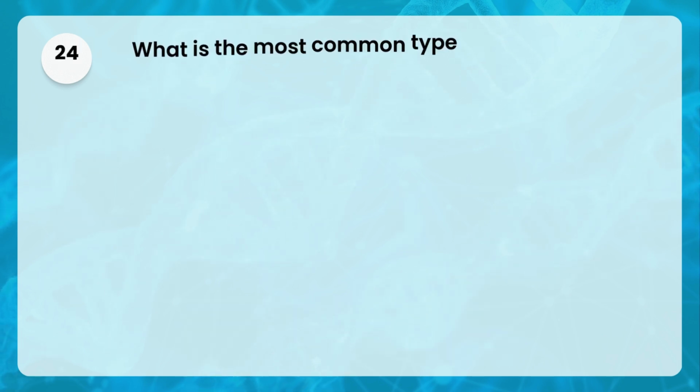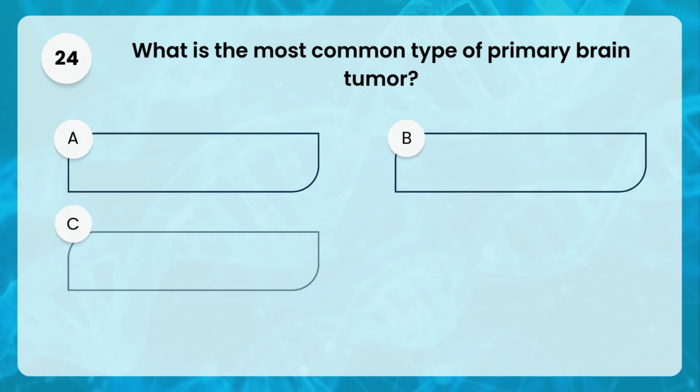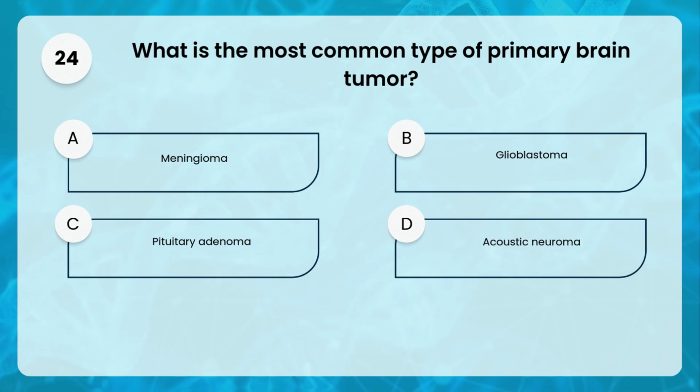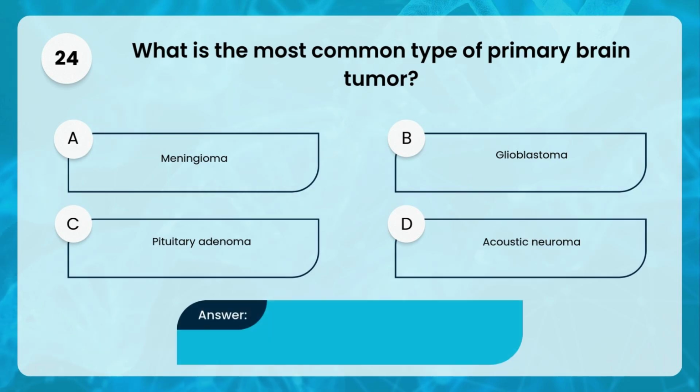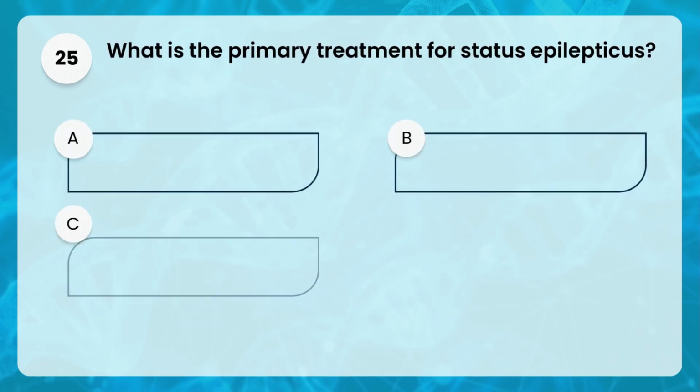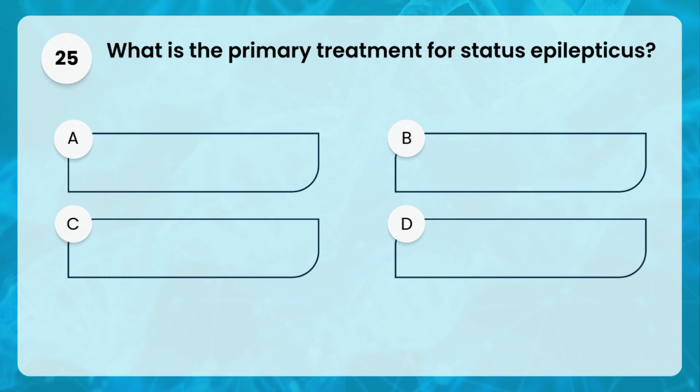Number 24. What is the most common type of primary brain tumor? A. Meningioma. B. Glioblastoma. C. Pituitary adenoma. Or D. Acoustic neuroma? The answer is B. Glioblastoma.